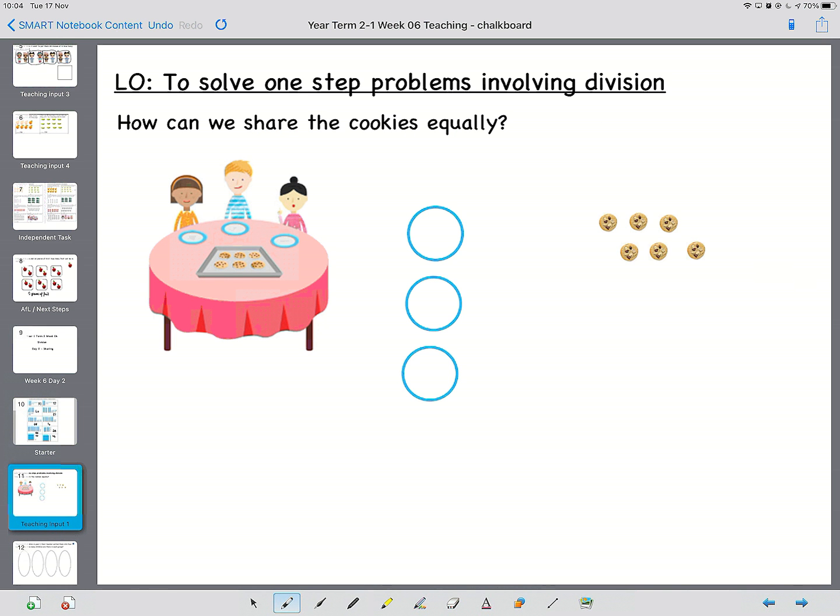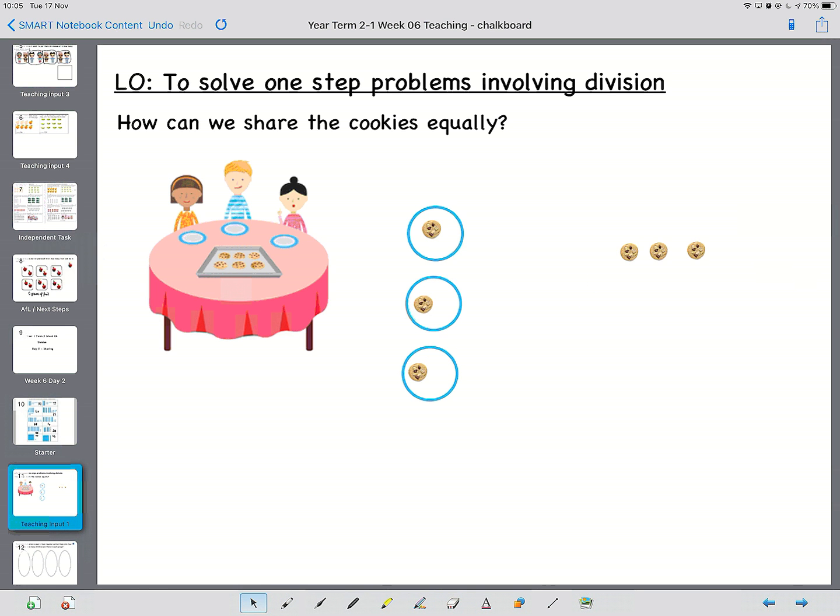One-step problems involving division. How can we share these cookies equally? Well, there are 3 children and they've 6 cookies to share. They're looking forward to them clearly. So we've got 6 cookies over here and we've put the plates out, and now we're going to share them equally. So if you remember, what we do is we place 1 there, 1, 2, 3.